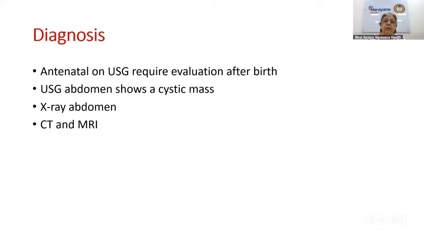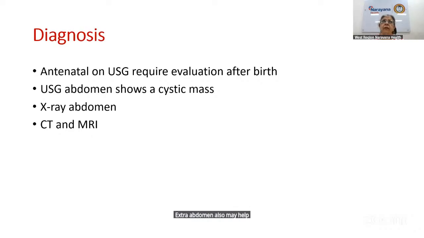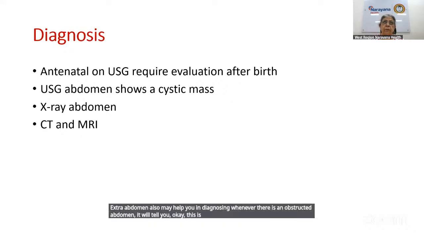Otherwise, USG sonography of the abdomen is the gold standard. It will show you a cystic mass. Depending upon the position and location of the cystic mass, you can decide from which organ it is arising and what kind of cyst it is. X-ray abdomen also may help you in diagnosing. Whenever there is an obstructed abdomen, it will tell you that this is an obstructed abdomen.